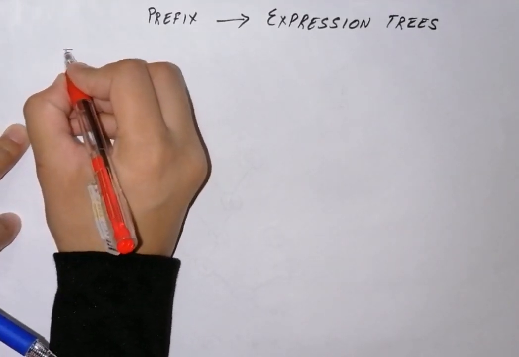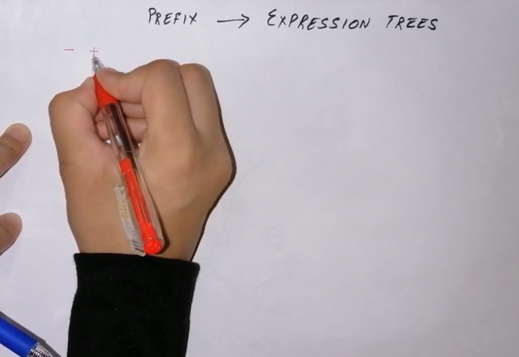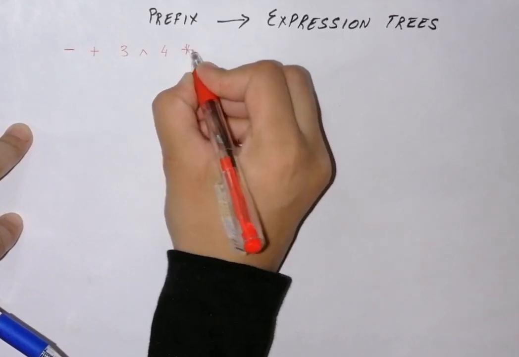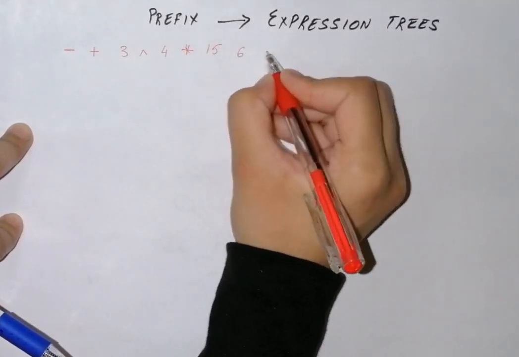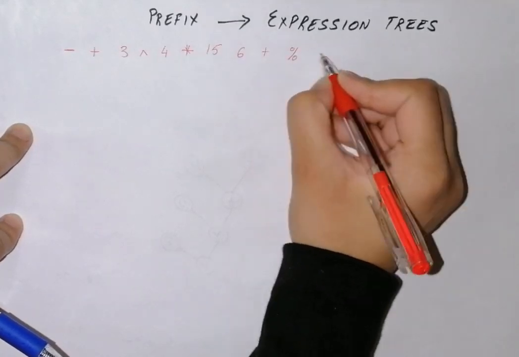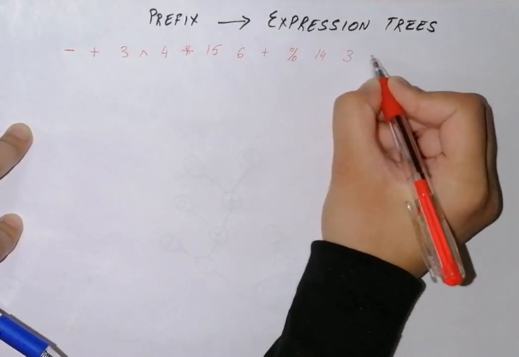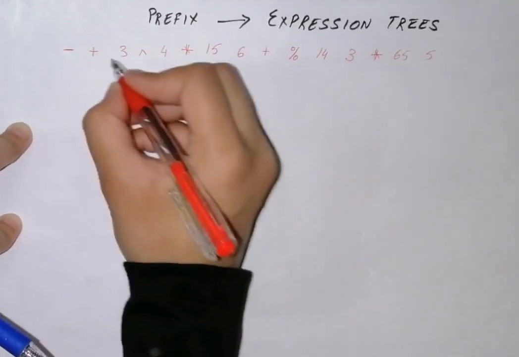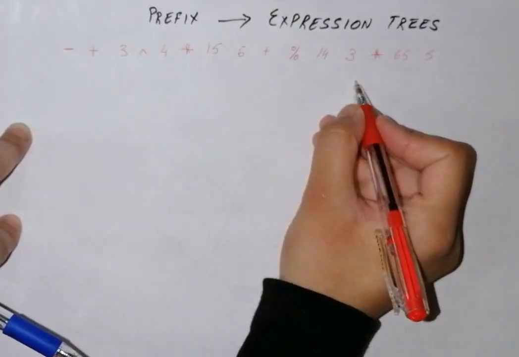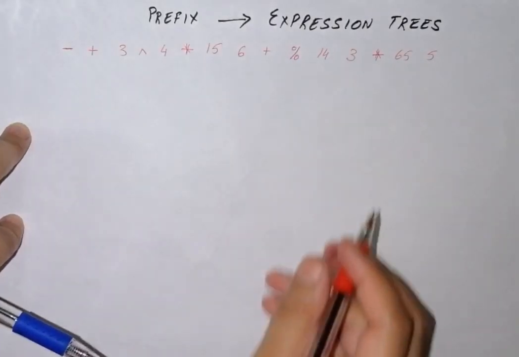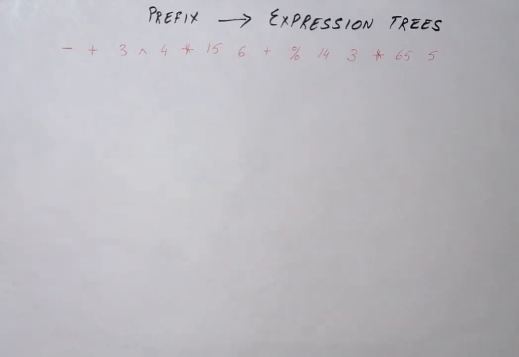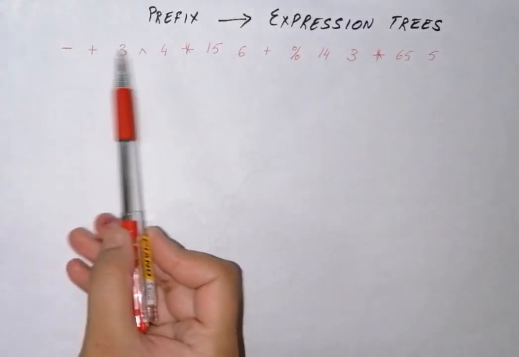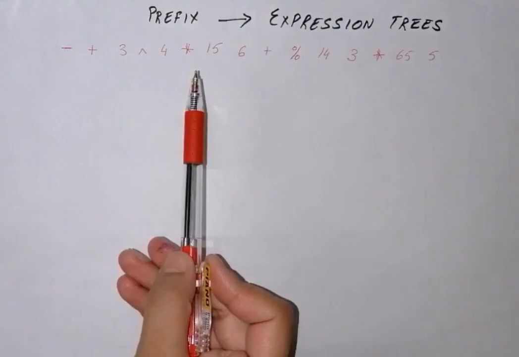Let's say I have a notation like: minus plus 3 power 4 multiply by 15 6 plus divide 14 3 multiplication 65 and 5. I am adding extra space between these characters so that we would be able to visualize this expression more clearly. This is a prefix expression. As you can see, the operator appears before the first operand. So this is the prefix representation of a standard mathematical equation.